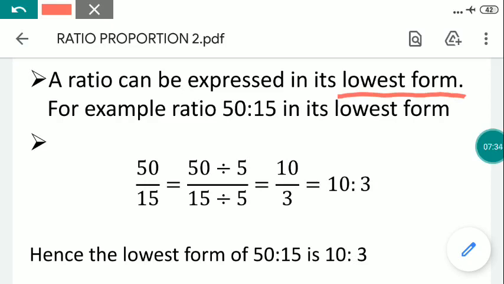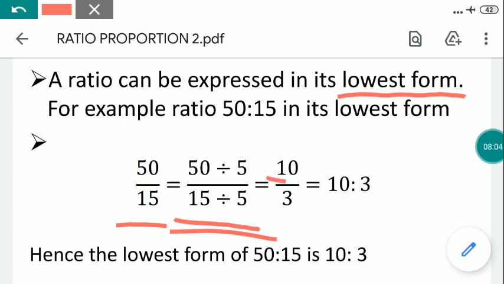Yes, we already see here. For example, ratio 50:15 in its lowest form. 50:15 in terms of fraction is written as 50/15. So divide numerator and denominator by the highest common factor of 50 and 15. So divide numerator and denominator by 5. You get its lowest form.